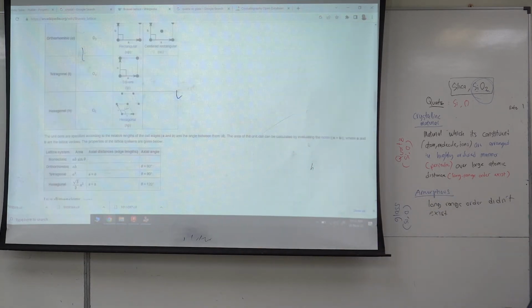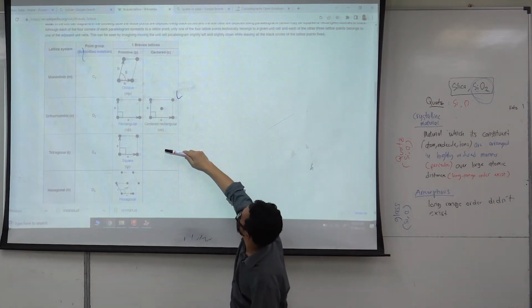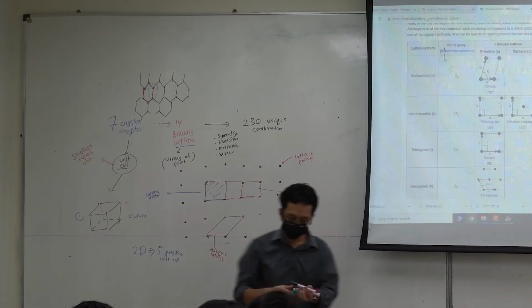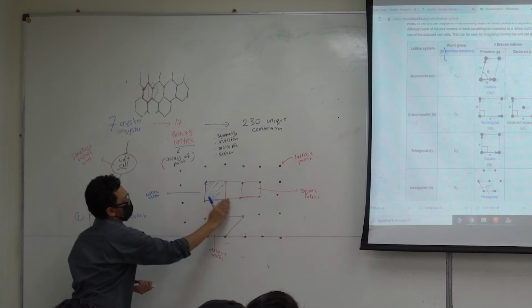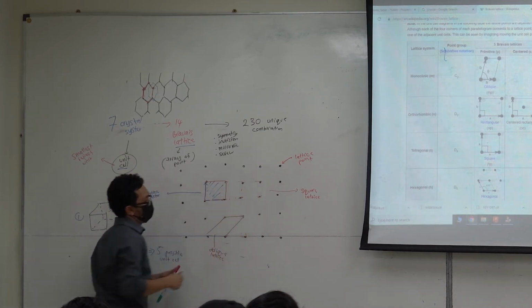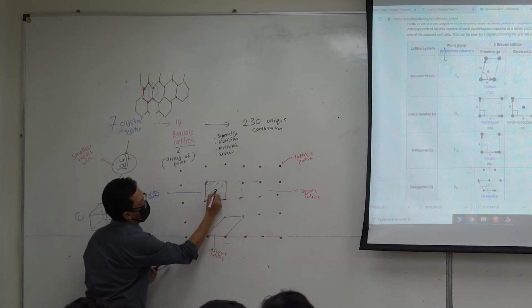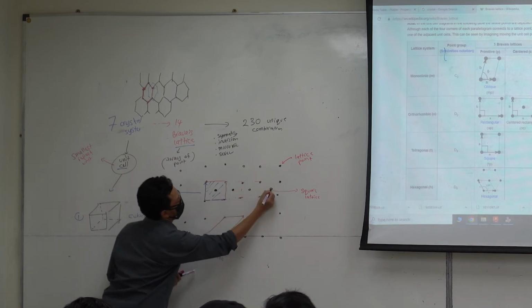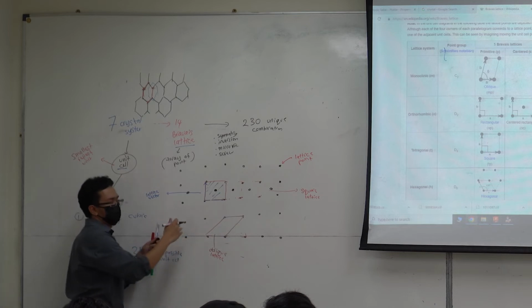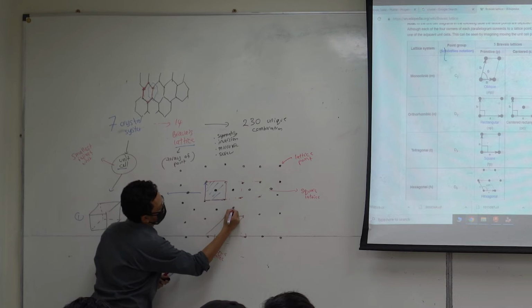If you look at this picture, the square, there is no center. What does it mean? Let's say I take this square, and then I put another atom in the middle. Because it's a crystal, it has symmetry, so you have something like this.